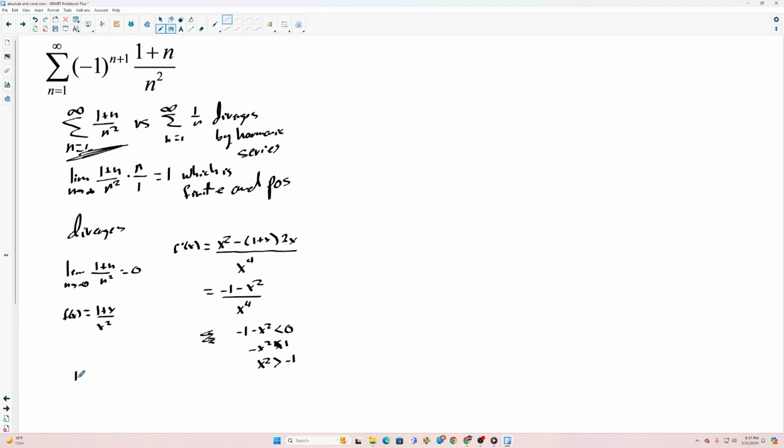So now we can say (1 plus n plus 1), or n plus 2, over (n plus 1) squared is less than (1 plus n) over n squared, always for n greater than or equal to 1. So it converges conditionally by the alternating series test.